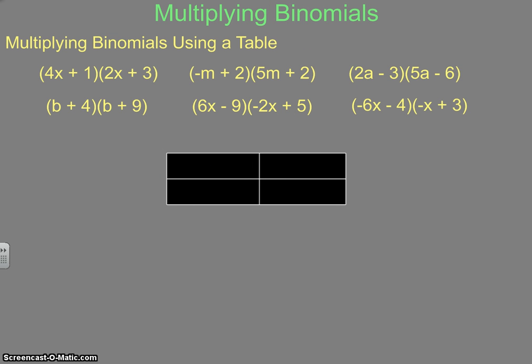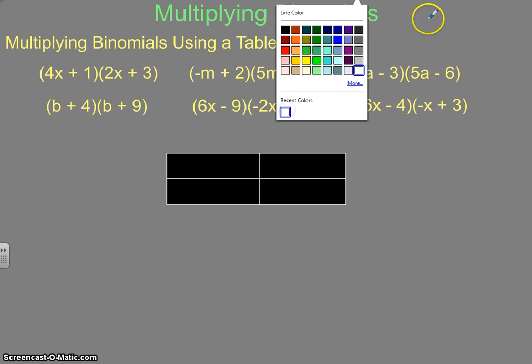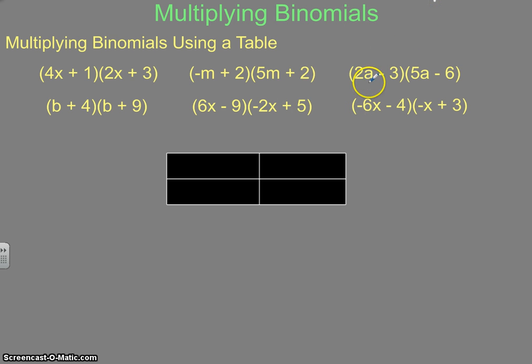So we'll do one more of these. Again, the book will have it written down for you. But let's do this one. I've got negative m plus 2. Then I've got 5m plus 2. Okay, row and column. 5m times negative m is negative 5m squared. 5m times 2 is 10m. Then I've got 2 times negative m, which is negative 2m. Then 2 times 2 is 4. And that is simply how you do a table.